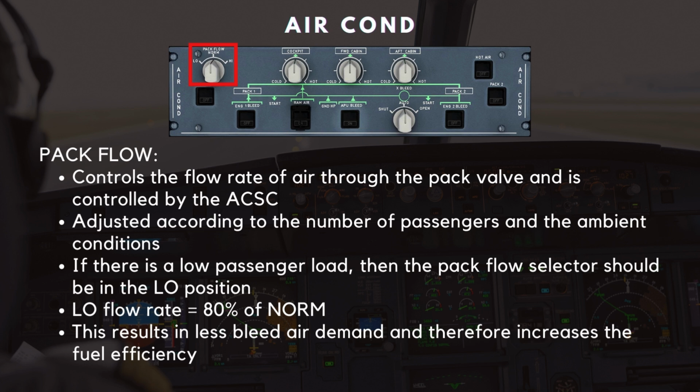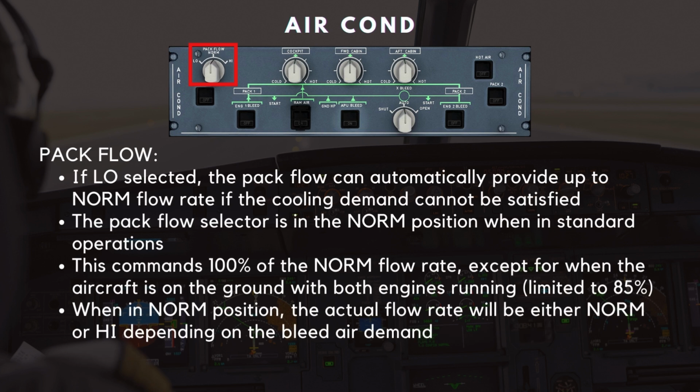When in the low position, the flow rate is 80% of the normal flow rate. This results in less bleed air demand and therefore increases the fuel efficiency. If low is selected, the pack flow can automatically provide up to the normal flow rate if the cooling demand cannot be satisfied. The pack flow selector is in the normal position when in standard operations.